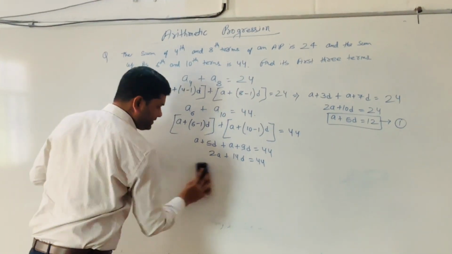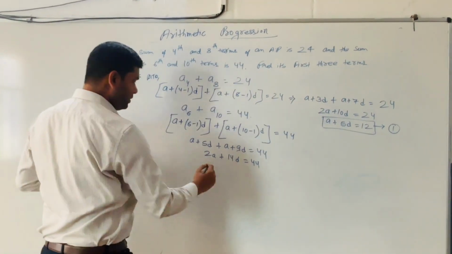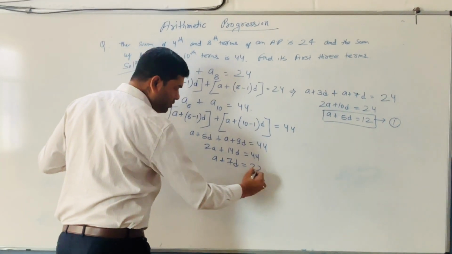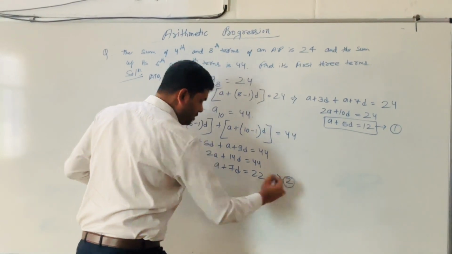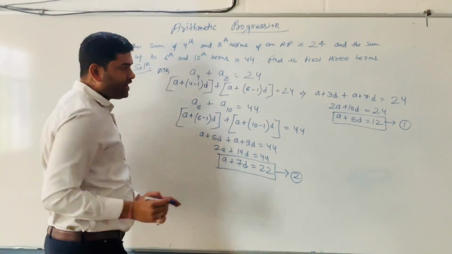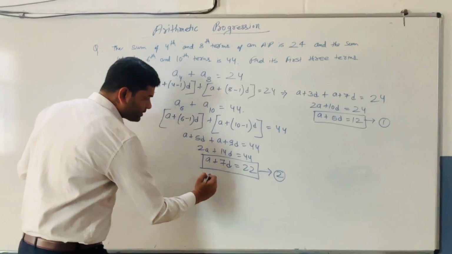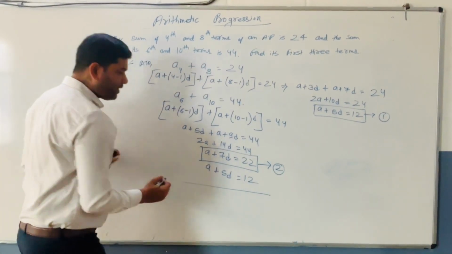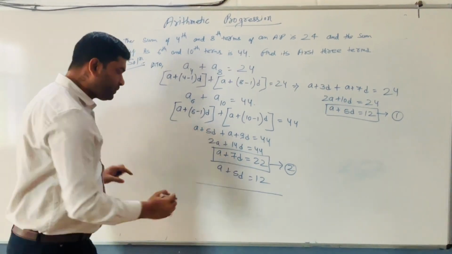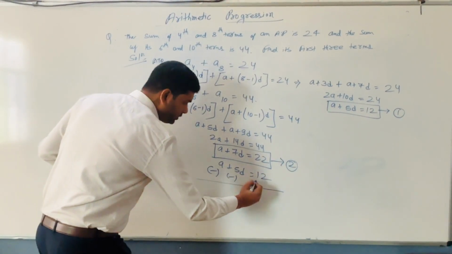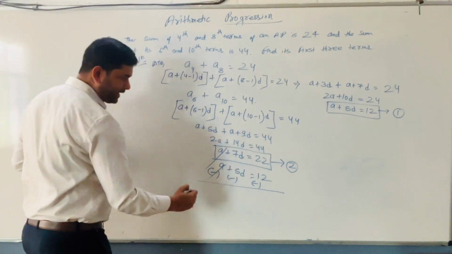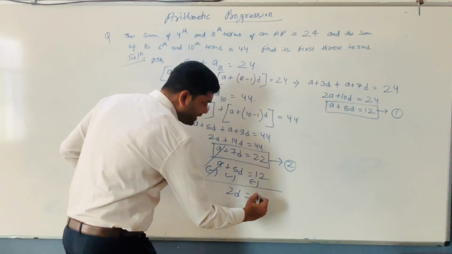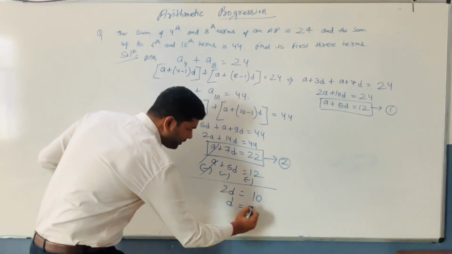Let's see how to simplify further. Here again we can divide by 2. So A plus 7d is equal to 22. This is equation number 2. Using the elimination method we can easily solve them. The first equation is A plus 5d is equal to 12. We have to eliminate A, so subtract them, sign change. Plus A minus A cancel. 7d minus 5d is 2d, and 22 minus 12 is 10. So d is 5.